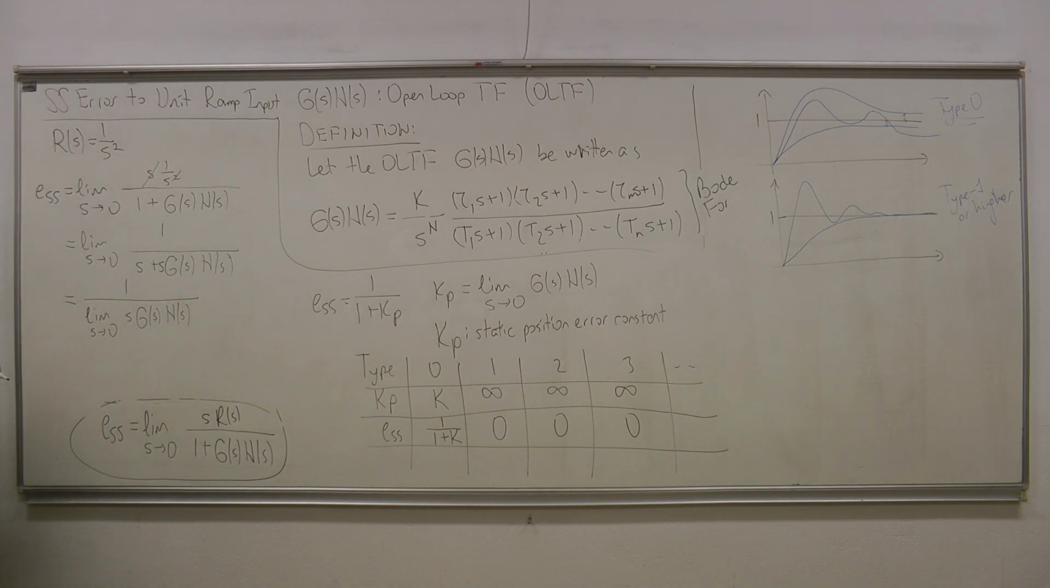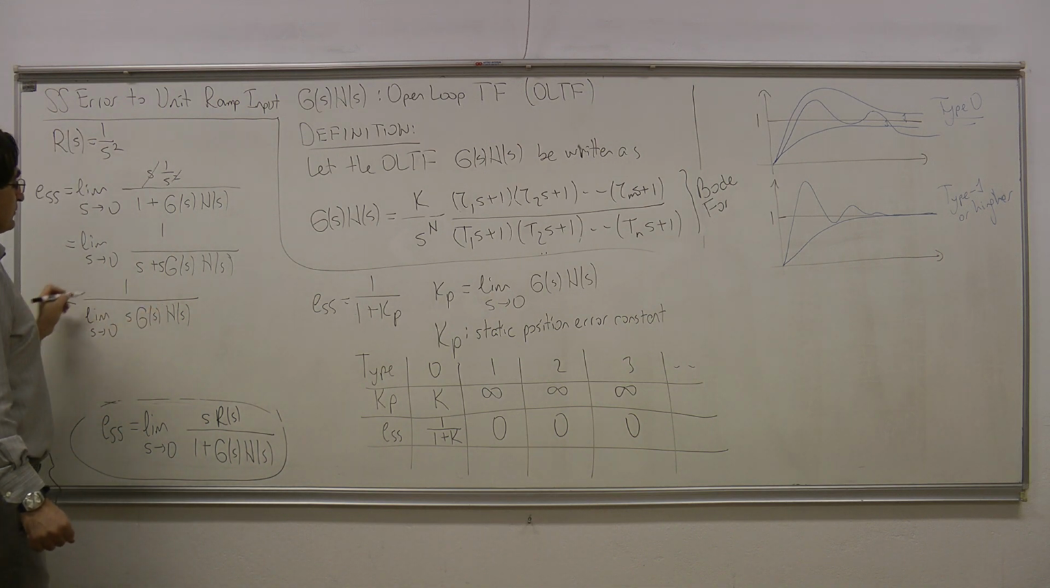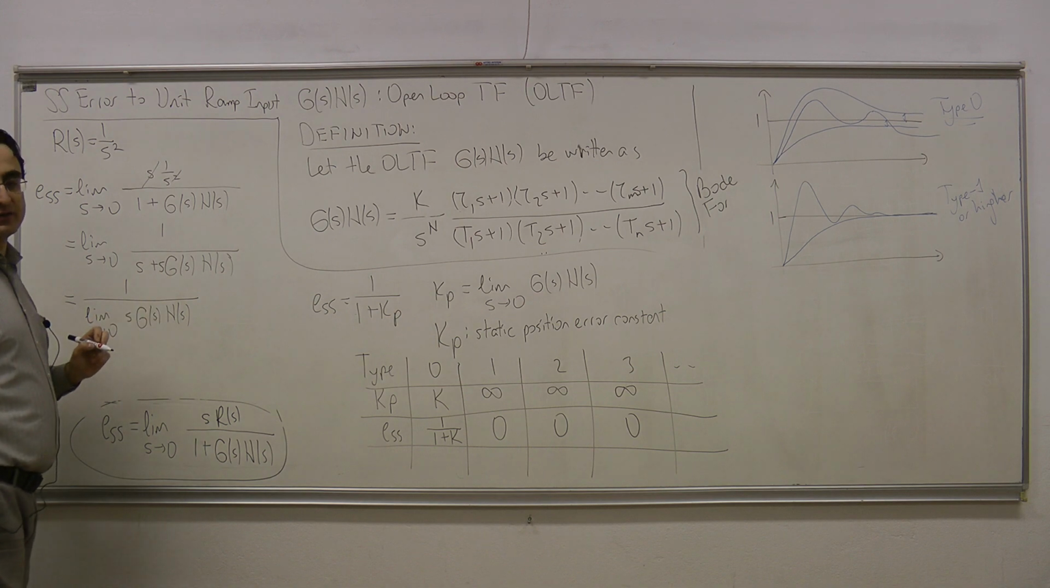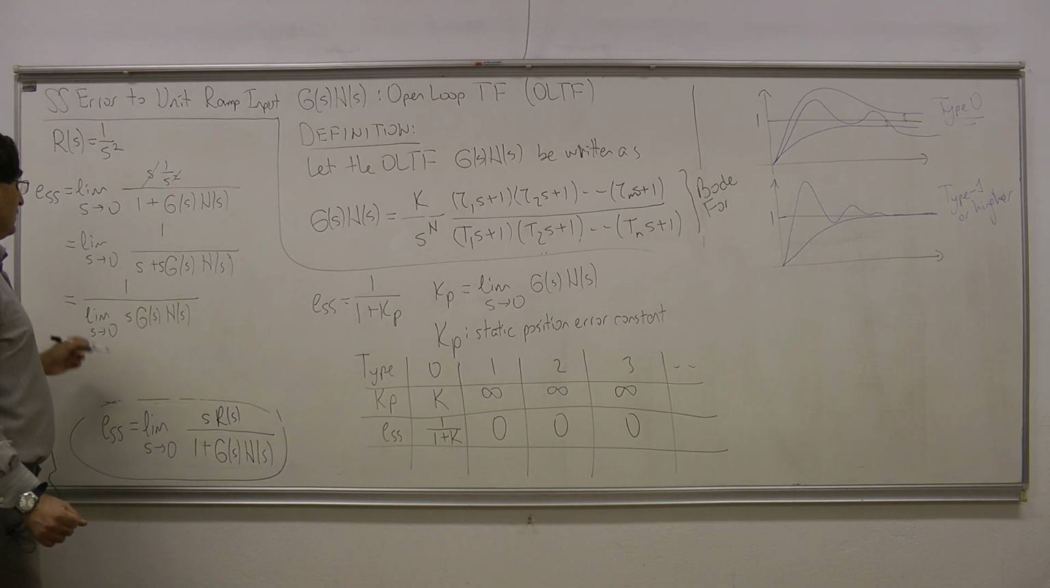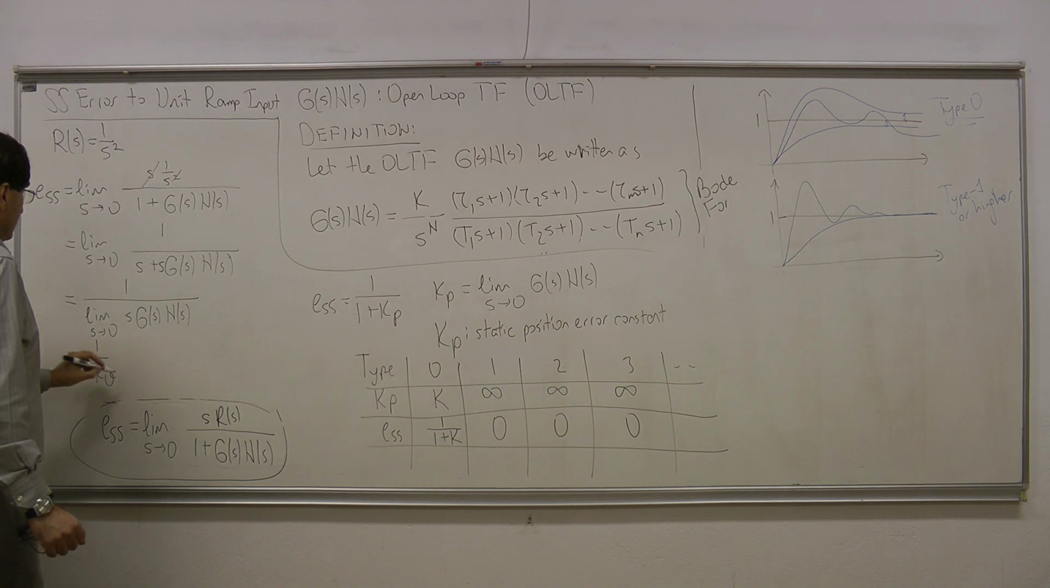Okay? We are actually going to be calling this quantity again with another constant. And in this case, this constant is going to be called Kv, so 1 over Kv.